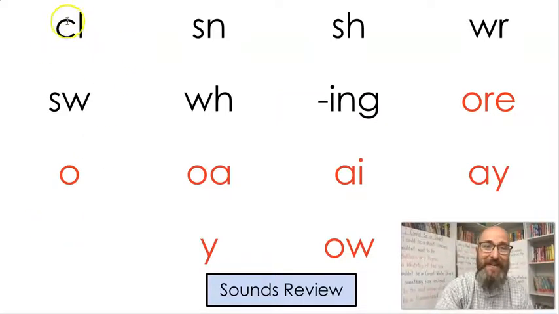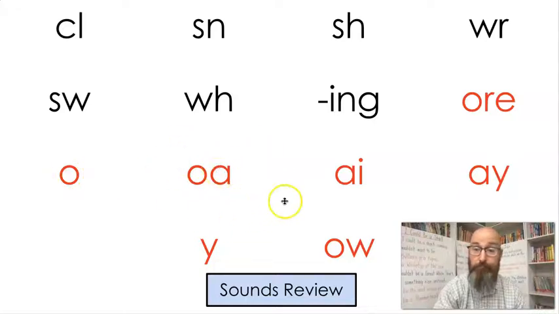Now, let's review some sounds we've already learned this year. Do these with me. Cool. Sn. Sh. R. Sw. W. Ing. Or. O. O. A. I, and sometimes E. O. All right, very good.